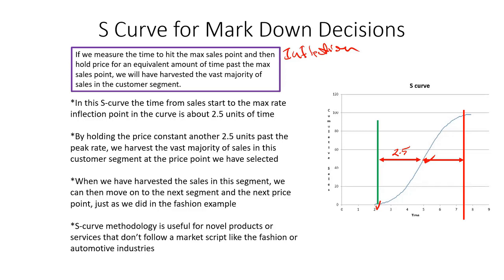And having harvested the sales in this particular segment, now we can move to the next price point in the next segment. So if this was the early adopter segment here, the next segment we would be moving towards is the value-driven segment, and we would start all over again measuring sales and plotting cumulative sales versus time in the value-driven segment, and using this same timing methodology to decide when we'd harvested most of the sales in the value-driven segment, and then would move on to the price-driven.